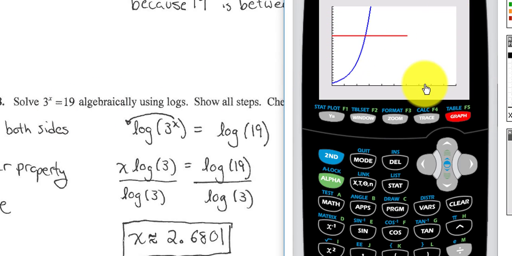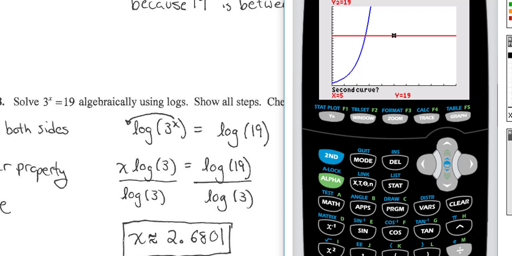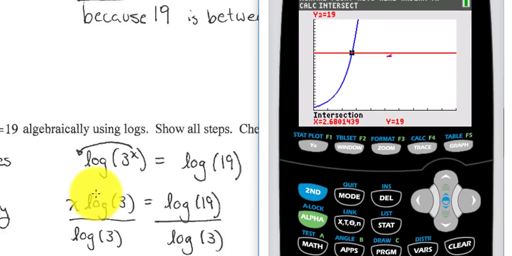There it is. And then to calculate the intersection, we press second. Above trace says calc for calculate. We want number 5, the intersection. Press enter 3 times. And the intersection happens at 2.68. Look at that. 2.6801. So I actually just solved this 3 ways.